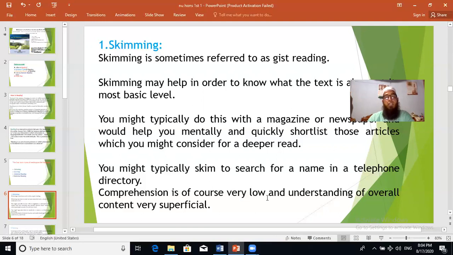Comprehension is of course very low. During skimming, comprehension, meaning understanding, is of course very low, and understanding of the overall content is very superficial. That means not deeper. Our understanding by skimming is superficial, because when we are skimming, we are reading very quickly, and we are not giving attention to every detail of the story. That's why our understanding is very superficial here.